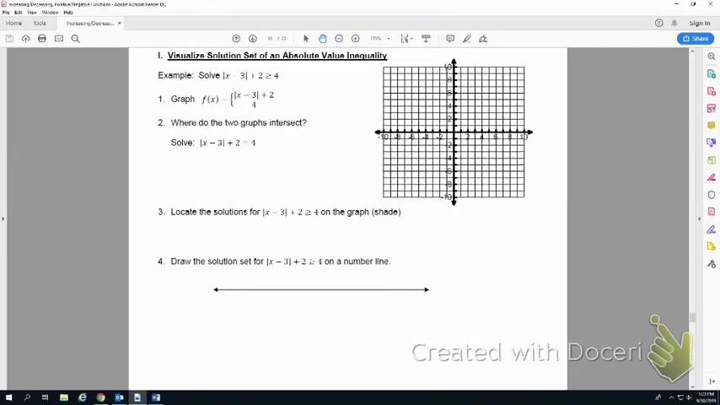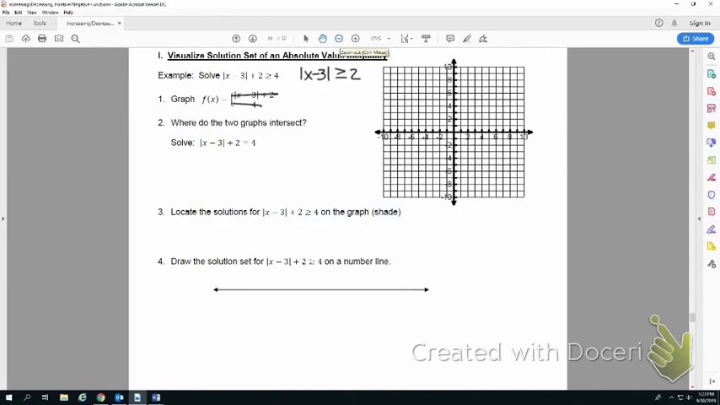Now, going to this problem, follow me here because we're going to do this a little bit differently than what the notes say, because I want to be consistent with how we're doing this. Right here where it says 1, graph these two, we're not going to do that. If we were solving this, whether by graphing or algebraically, what's the first thing I need to do? Isolate the absolute value. I would do that by subtracting 2. So I've got the absolute value of x minus 3 is greater than or equal to 2.